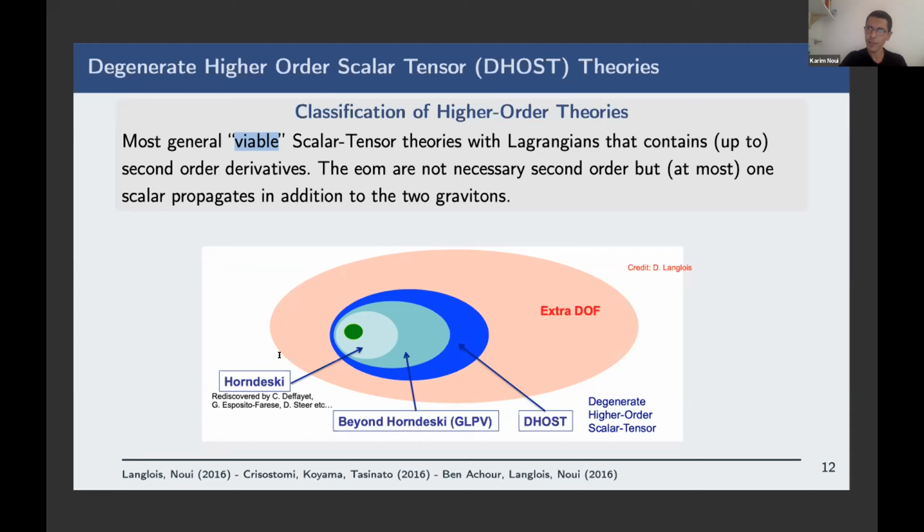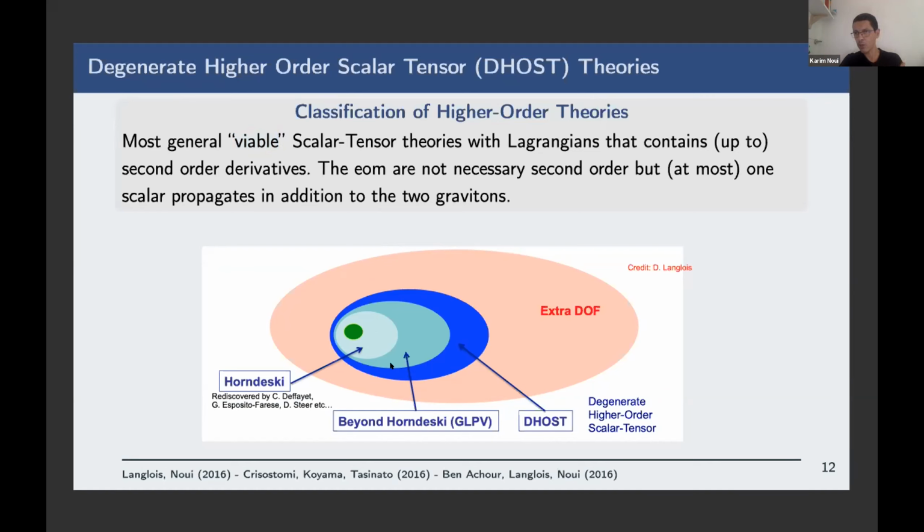Okay. So the picture now is the following. You see here the green area corresponds to the usual scalar tensor theories of the Brans-Dicke form or K-essence theories. So these were discovered in the 60s. Then in the 70s, Horndeski classified Horndeski theories, so higher order scalar tensor theories, which contain one scalar degree of freedom in addition to the two gravitons. These were rediscovered later in 2010.